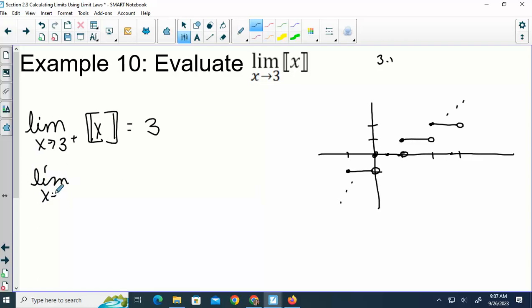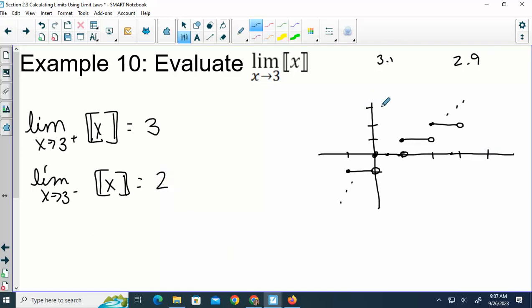If we approach 3 from the left, I'm putting in things smaller than 3. So if I said 2.9, 2.9 is in between 2 and 3. What are you going to get out? 2, because you get the smaller answer. If I said 2.99, I'm still getting 2. So this one's giving me a 2.